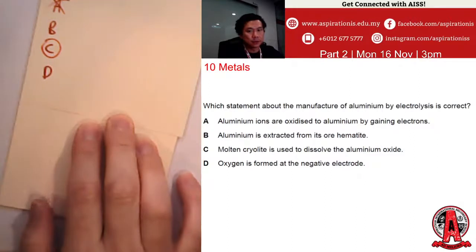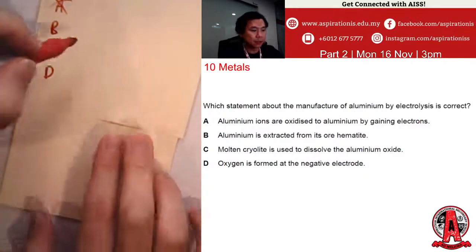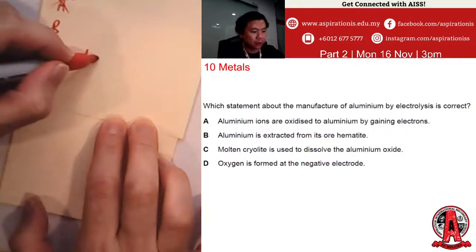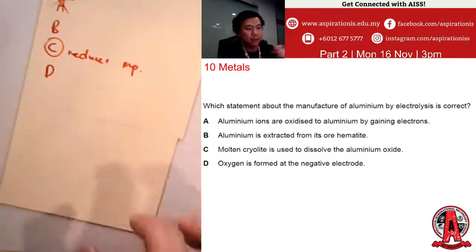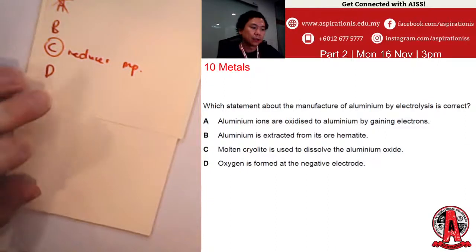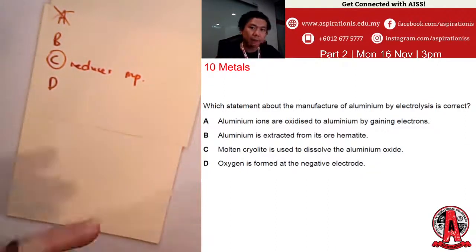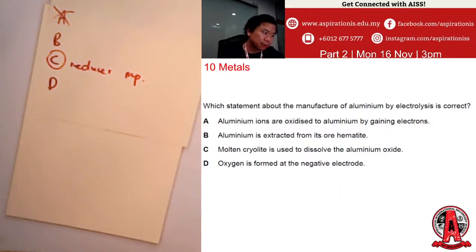Now it helps to dissolve the aluminium oxide because it reduces the melting point of aluminium oxide. So definitely this will help the aluminium oxide to dissolve. No, the answer is not B, Rohan, Dion. Oxidation is loss, so it's not A. So the answer is C, guys. The answer is C, right?